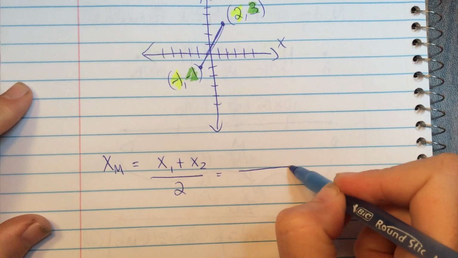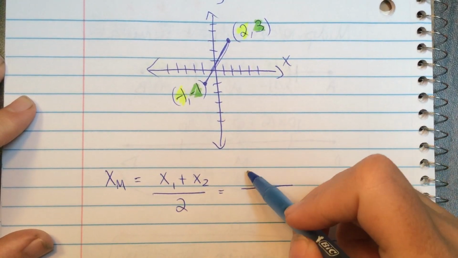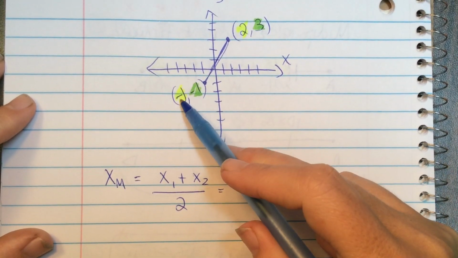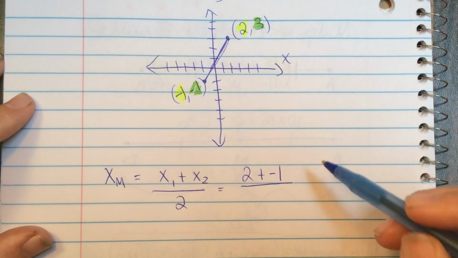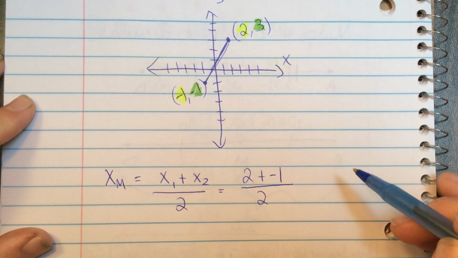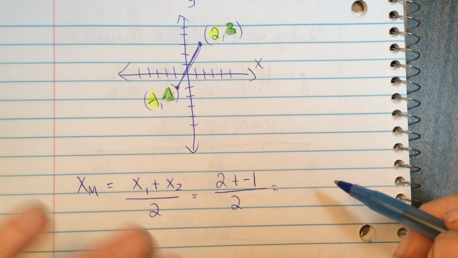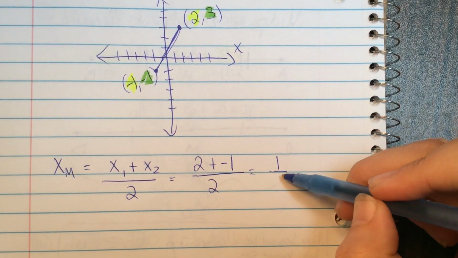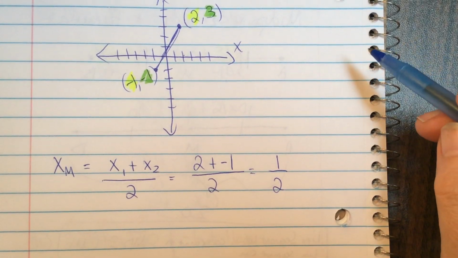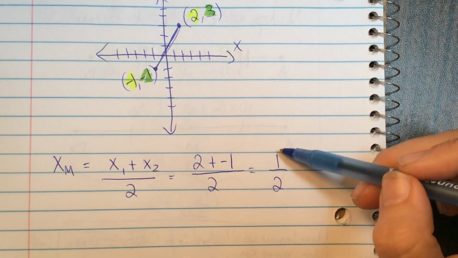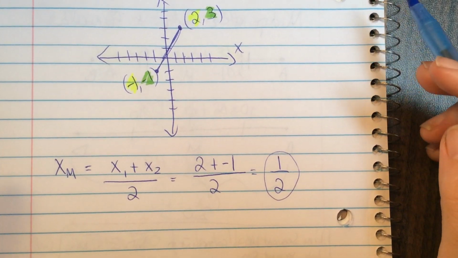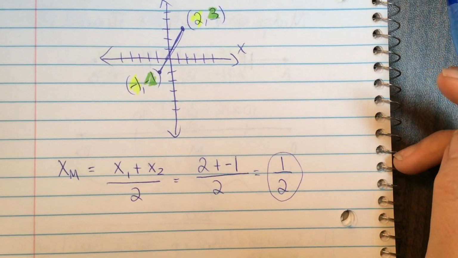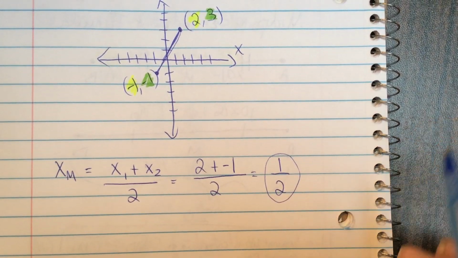So our first x coordinate was 2, and then our second x coordinate was -1. And then we're going to divide by 2 again because we only had 2 scores. 2 plus -1 is 1. And then we have divided by 2. Well, 1 divided by 2 is a half. So there's our first answer. Okay. So far, we're halfway there.